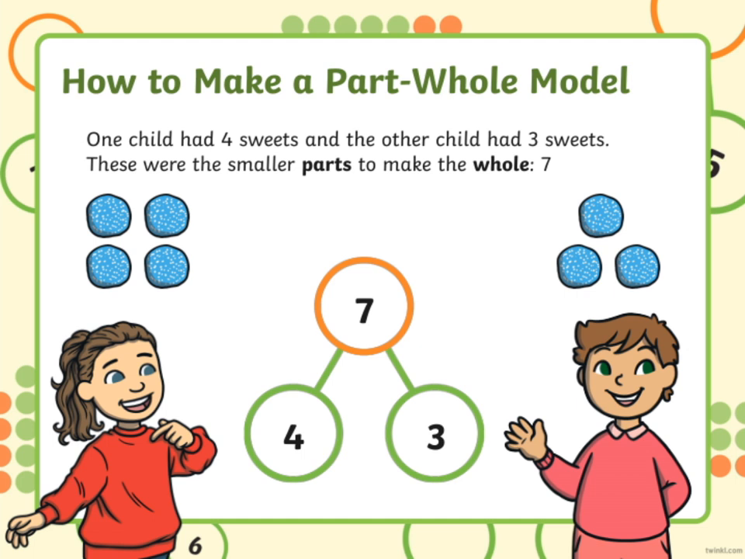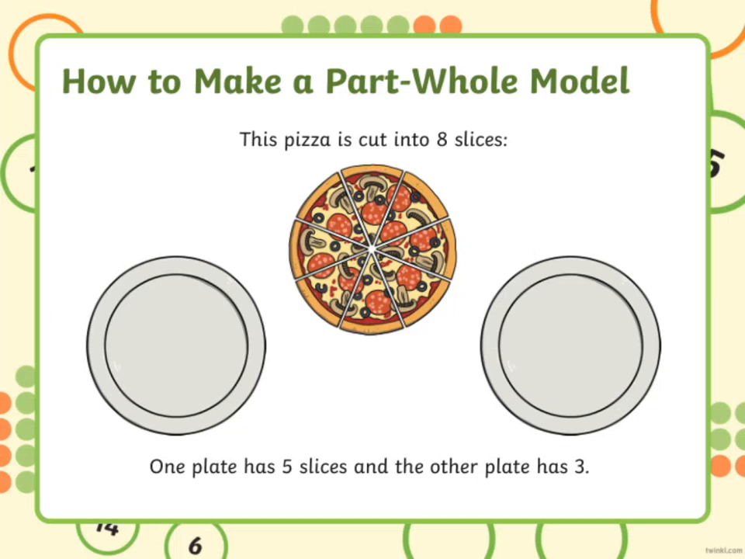By visualizing it this way, it becomes easier to see how parts come together, which is really important for understanding addition and subtraction concepts. Remember, this approach helps us see the bigger picture by focusing on the parts, and it's a useful tool for solving many math problems. So, when we're creating a part-whole model, we start by identifying the parts, then show how they add up to the whole. Now, here we see one plate with 5 slices and the other plate with 3 slices.